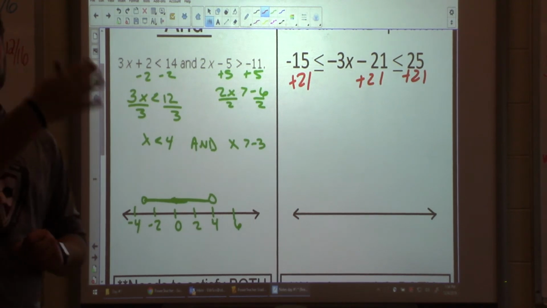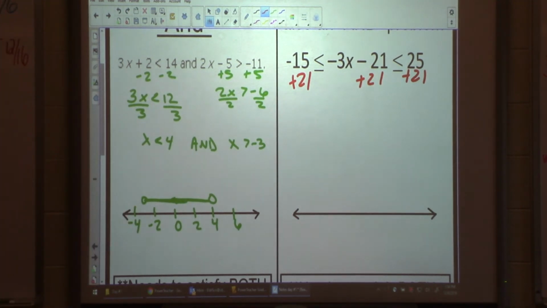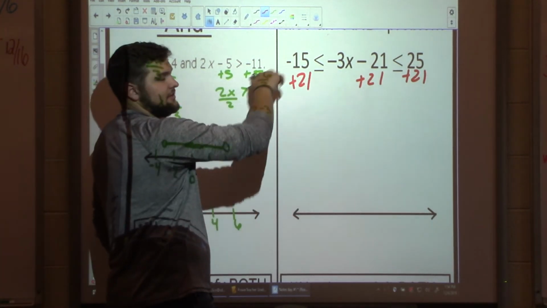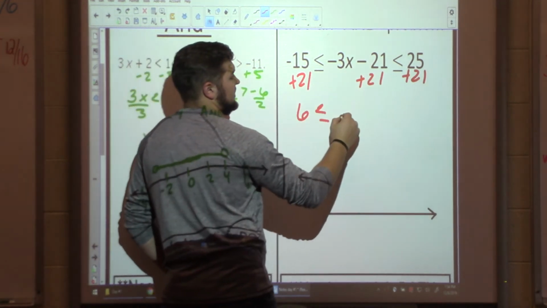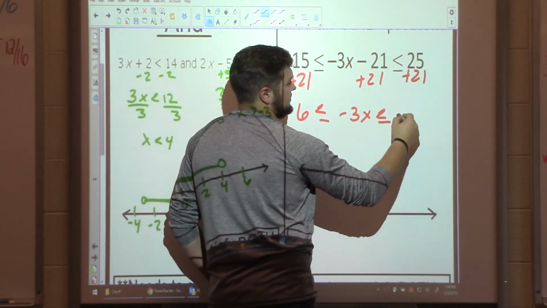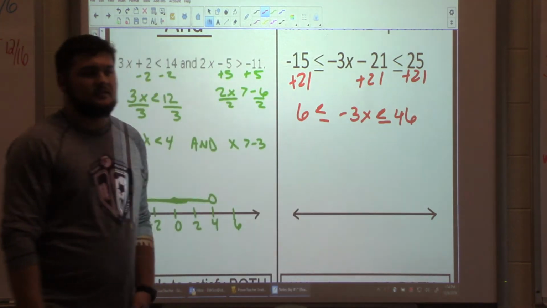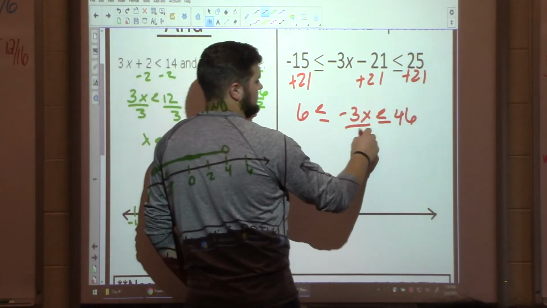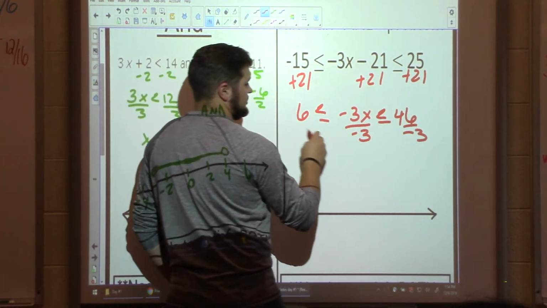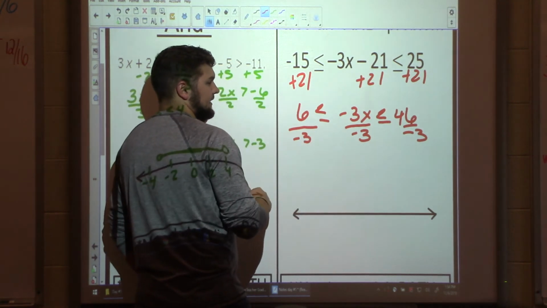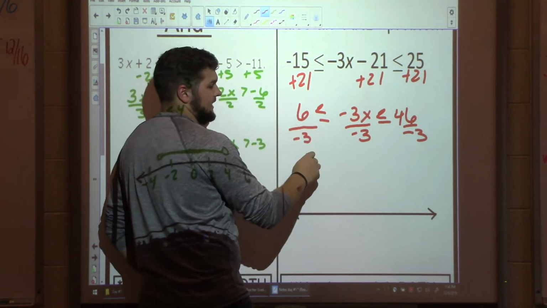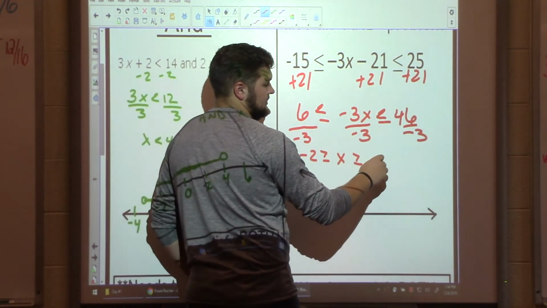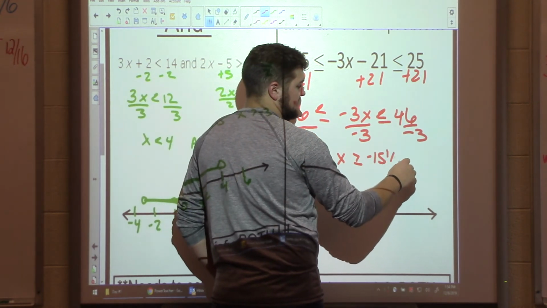Negative 15 is less than or equal to negative 3x minus 21. Negative 3x minus 21 is less than or equal to 25. Put them into two inequalities. I prefer if you do it like this. 6 less than or equal to negative 3x less than or equal to 46. Divide by negative 3. Jared, what'd you say? I said you gotta flip the sign. Make sure you flip the signs. We're dividing by a negative. So negative 2 greater than or equal to x greater than or equal to negative 15 and 1/3.